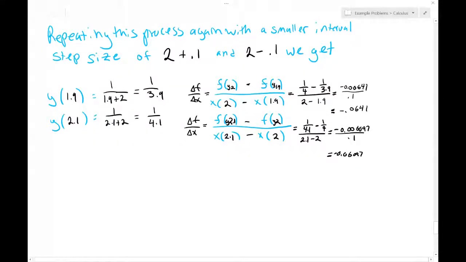So we made a step towards narrowing in our values, because now our high side is negative 0.06097 and our low side is negative 0.0641, whereas before our low side was negative 0.0833 and our high side was negative 0.05.